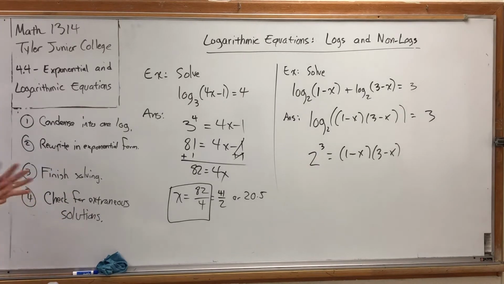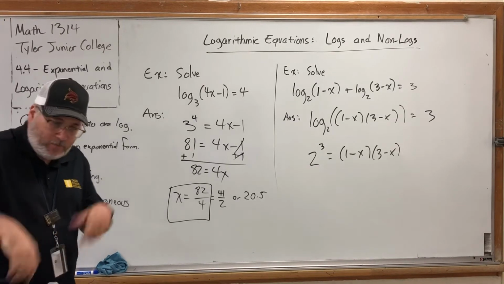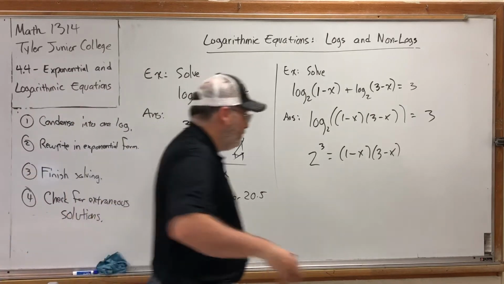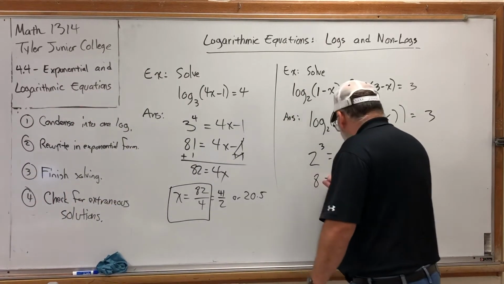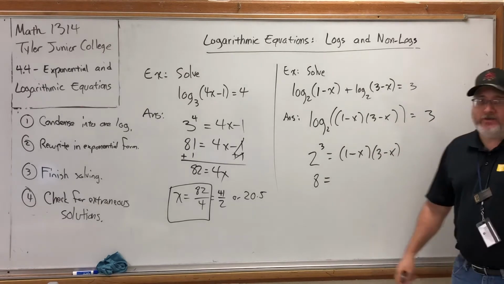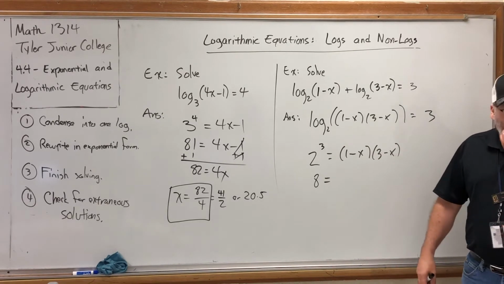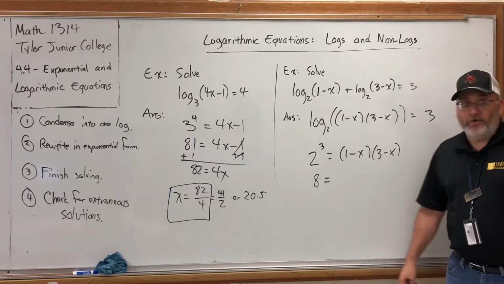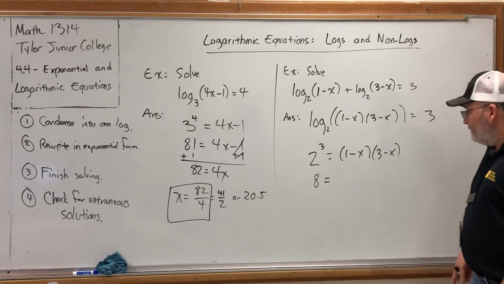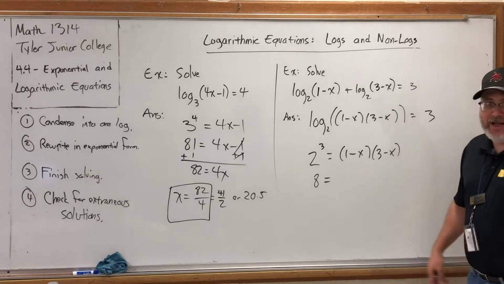Step 3 is to finish solving. How are we going to finish solving? Well, first off, 2 to the 3rd power is 8. Secondly, this is factored, but the factorization is not only useless, it's in the way. Being factored is good only if you're equal to 0, and I'm not. Since I'm not equal to 0, I don't want this factored. I got to bust this open.